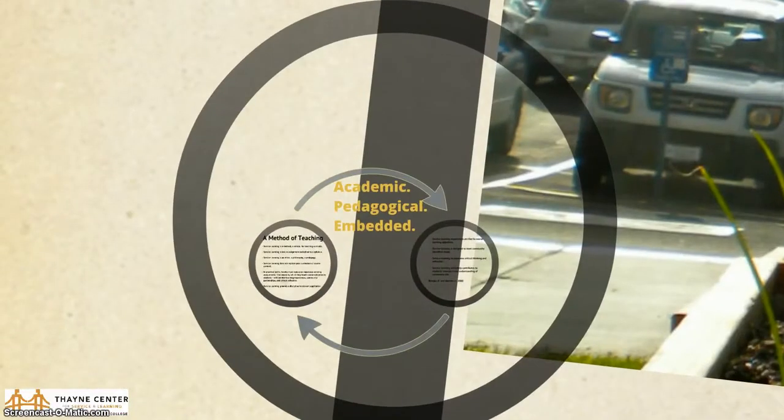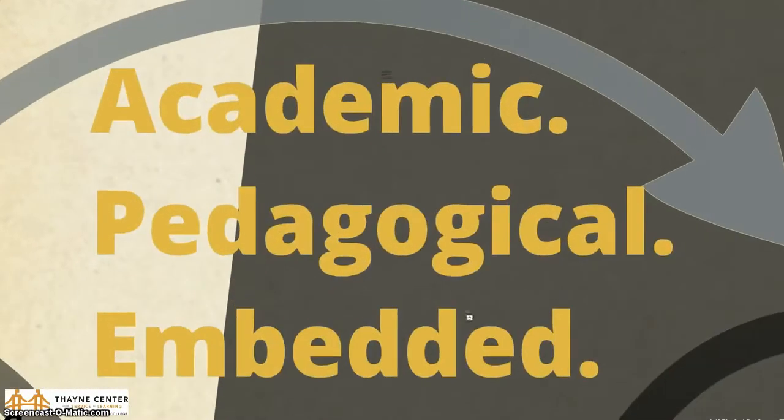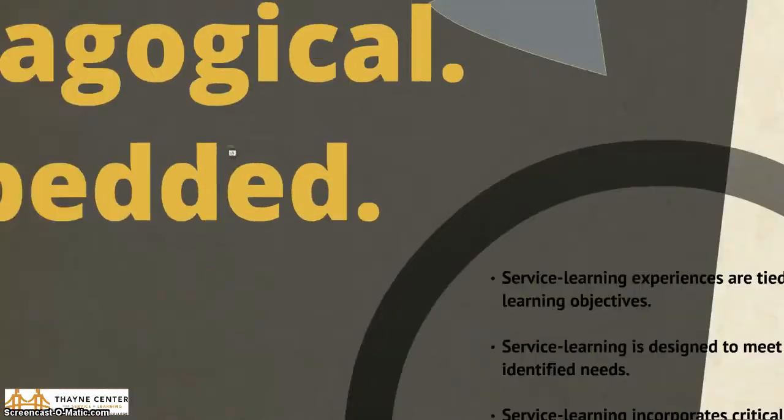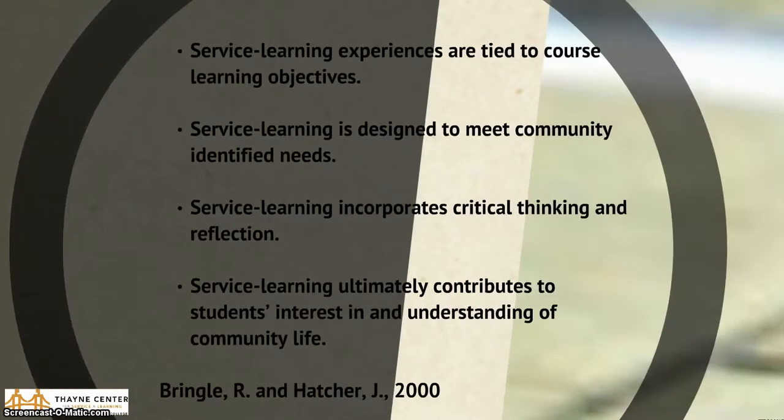Therefore, service learning is academic, pedagogical, and embedded. So let's go a little deeper into that. So service learning experiences, as we mentioned, are tied to course learning objectives. Other essential elements are that service learning is designed to meet community identified needs, and it incorporates critical thinking and reflection. And then ultimately, in its ideal form, it contributes to students' interest in and understanding of community life, which is the civic engagement piece, or the civic responsibility piece.